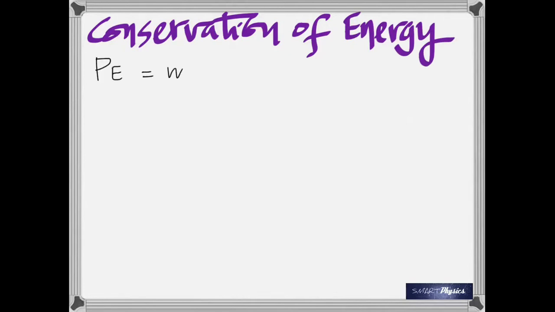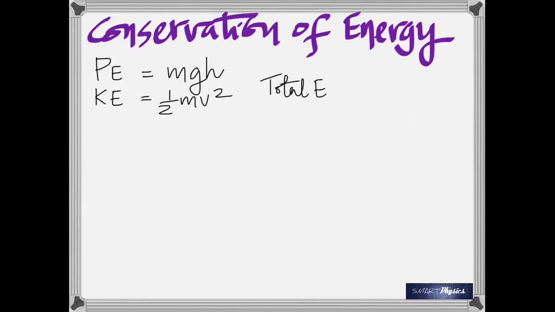Now, according to conservation of energy, the total energy is constant. We know there are two types of energy. One is potential energy, which is mgh. Gravitational potential energy is mgh. Kinetic energy is 1/2 mv squared. If you take the sum of the two, you get total energy. And total energy is conserved. That means total energy is constant throughout the motion.